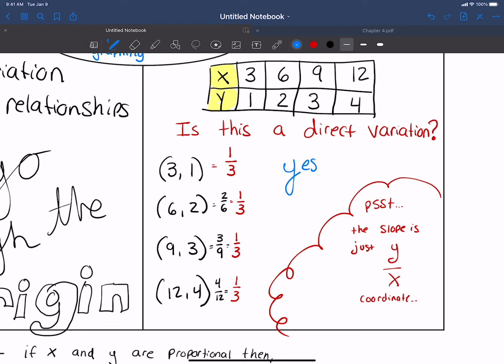So my final answer to this question, is this a direct variation? Yes. Yes, because what? All the points go through the line. By the way, you could just say yes because they all have the same slope. Yep.